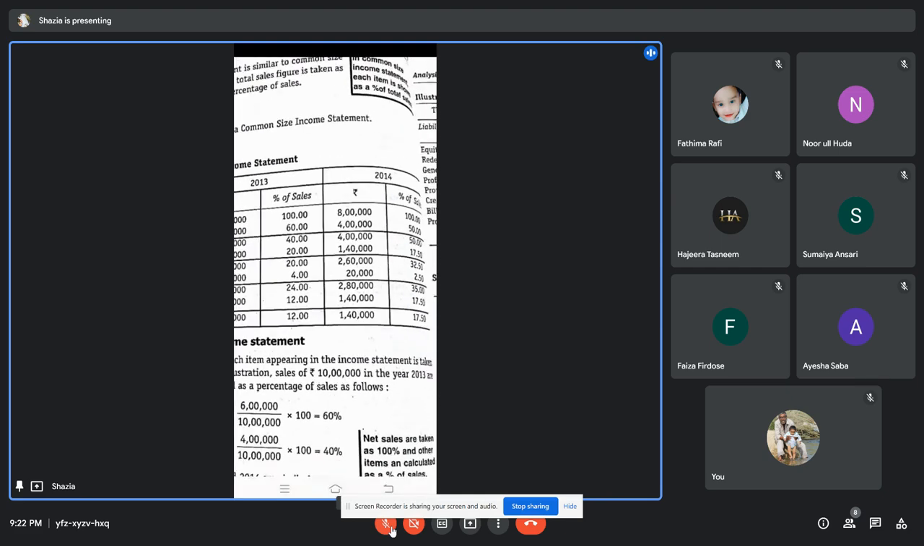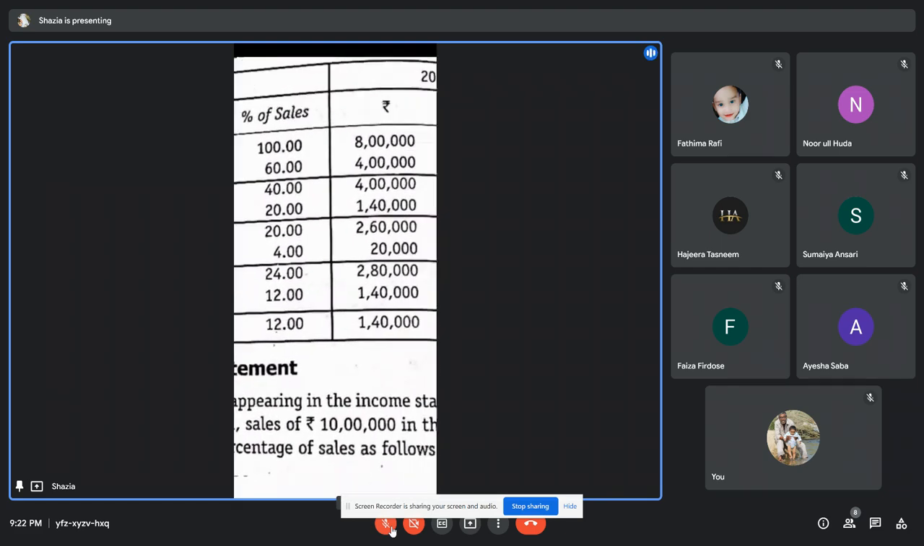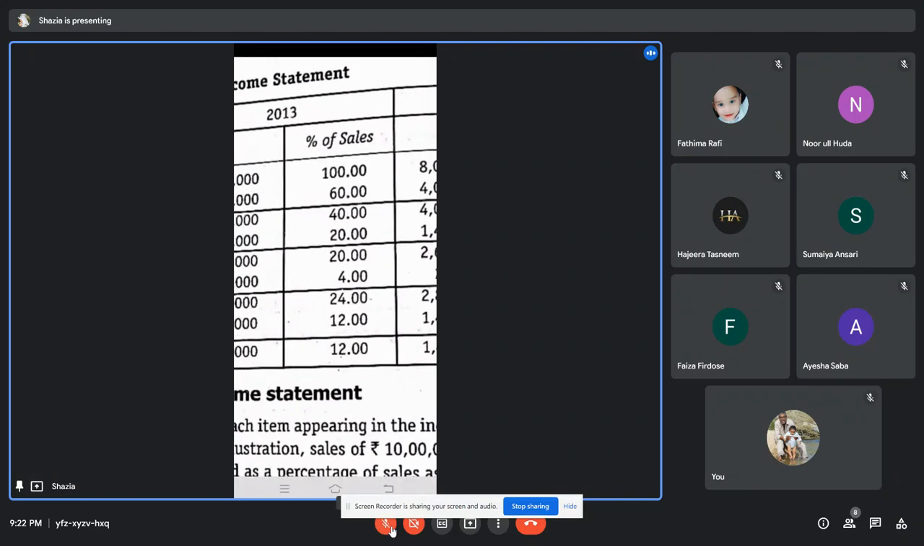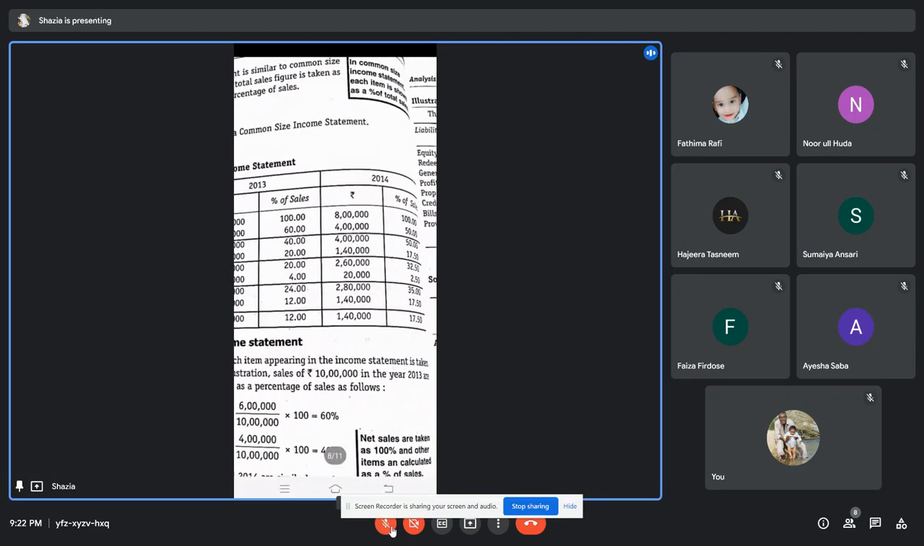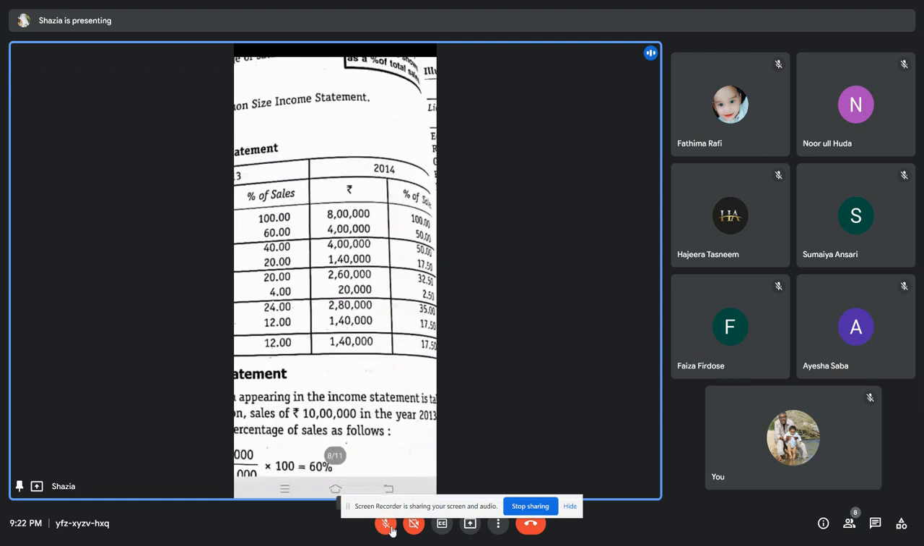Now this 4 lakh will be divided with this sales 8 lakh. Don't go off with this sales, this is the previous year's. Current year's sales is 8 lakh. So 4 lakh divided by 8 lakh into 100 is 50%.